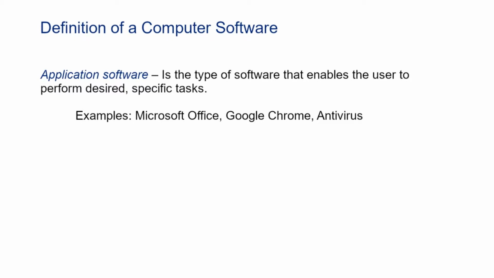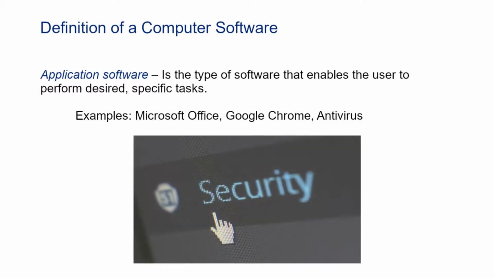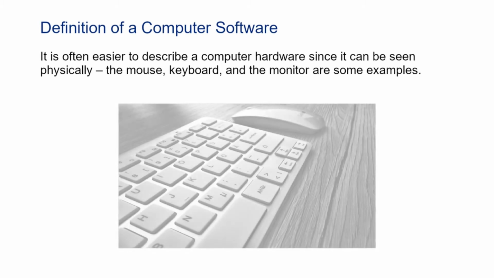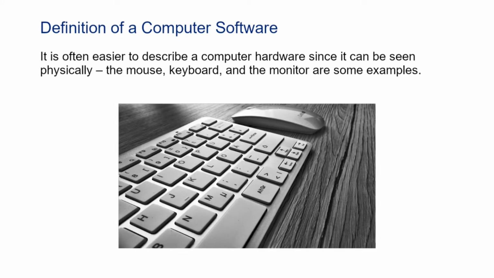Application software is the type of software that enables the user to perform desired, specific tasks. Examples: Microsoft Office, Google Chrome, antivirus. It is often easier to describe computer hardware since it can be seen physically. The mouse, keyboard, and the monitor are some examples.